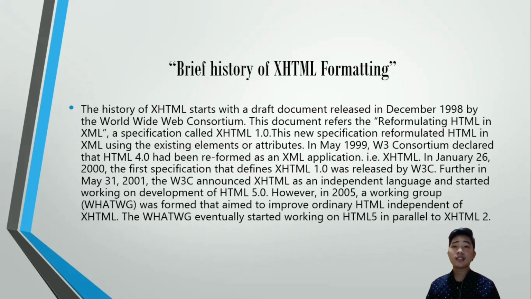The history of XHTML starts with a draft document released in December 1998 by the World Wide Web Consortium. This document refers to reformulating HTML and XML into a new specification called XHTML. For those who don't know what XML is, it is one of the most widely used formats for sharing structured information today between programs, between people, between computers and people.